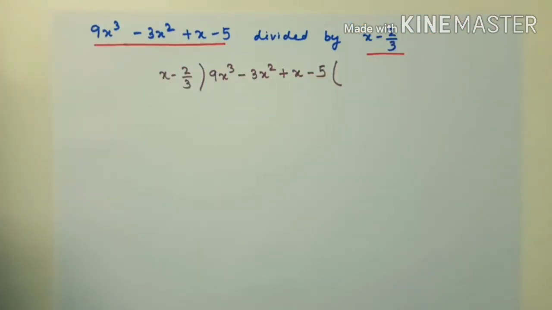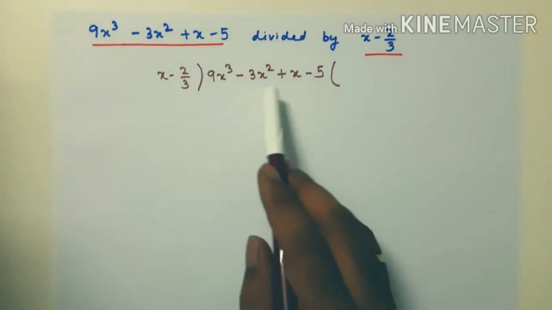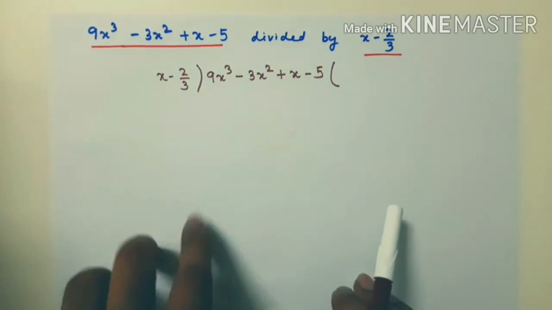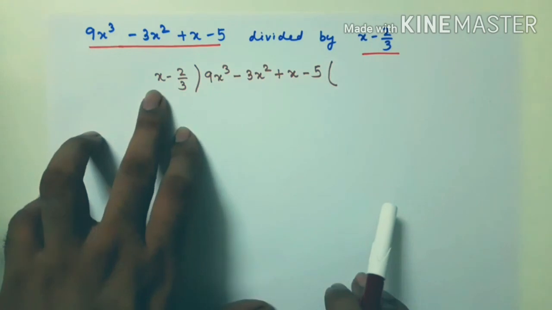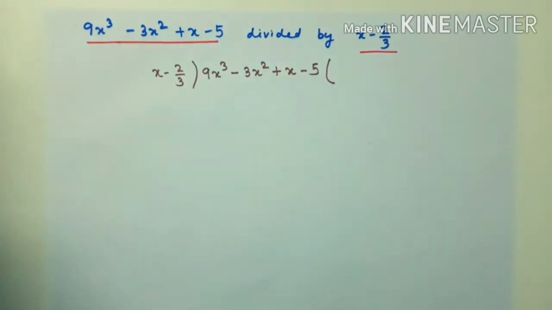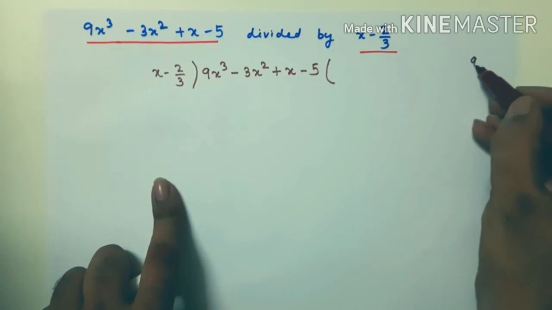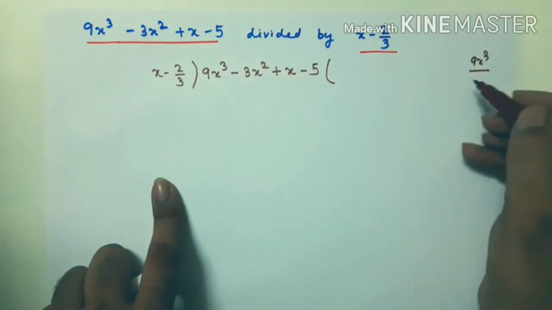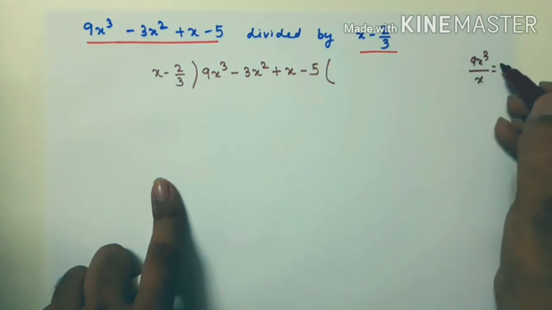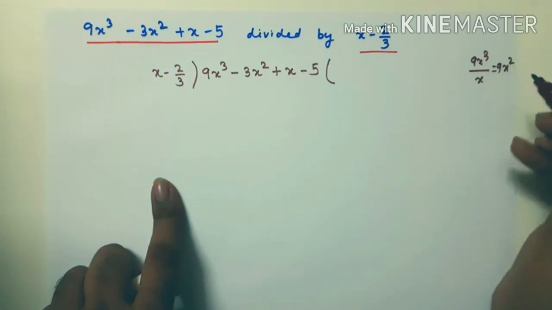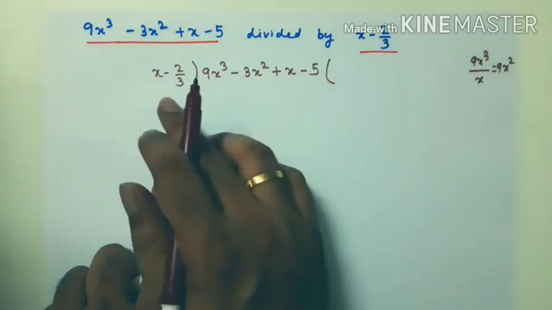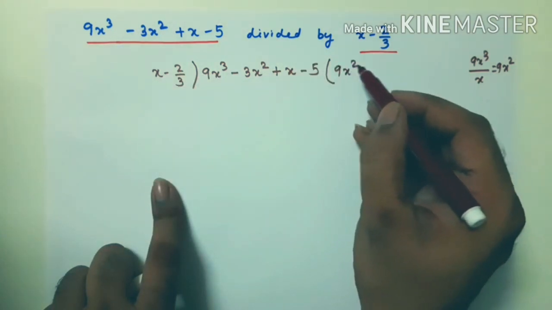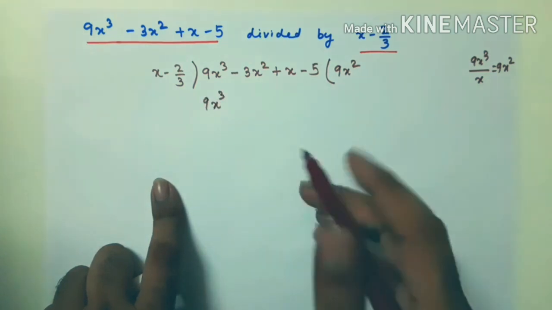So let's see another example. We have 9x cubed minus 3x squared plus x minus 5 divided by x minus 2 by 3. So this is the dividend and this is the divisor. The same way, we will start with the first terms. Now we have x here and we have 9x to the power of 3. So 9x to the power of 3 by x, we get x to the power of 2. So that becomes 9x squared. That means x into 9x squared will give you 9x to the power of 3.